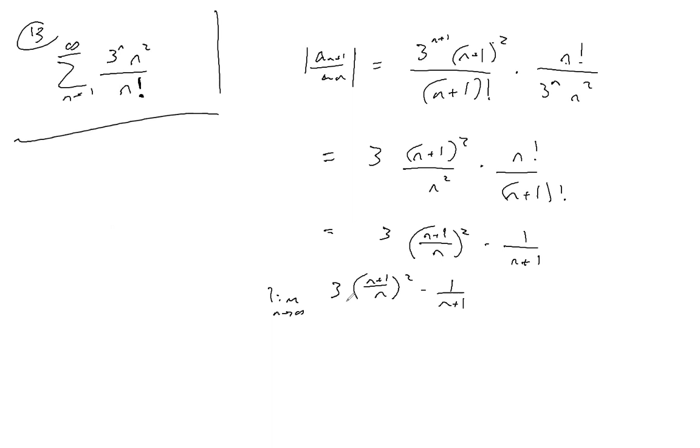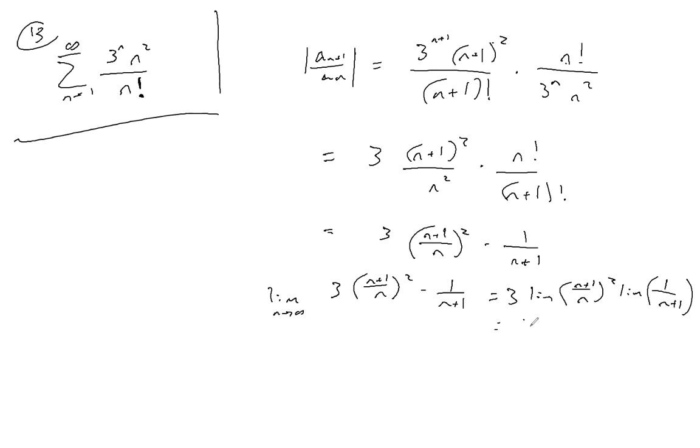Okay. Think about it piece by piece. This 3 is just constant. I can bring that outside. What's the limit of (n plus 1) over n squared? And then I could kind of break it up into pieces like this, right? So I got this limit times this limit.